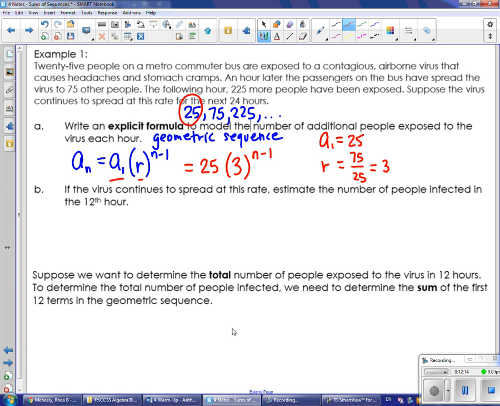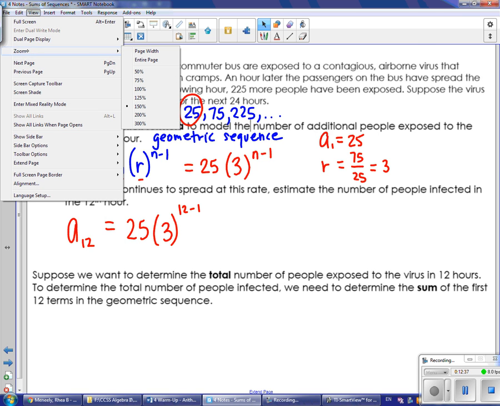And then it asks, if the virus continues to spread at this rate, estimate the number of people affected in the 12th hour. So if I'm looking for the 12th hour, I'm looking for the 12th term in the sequence. And so if I do that, I'm just going to take my 25 times 3, but I'm replacing the n this time with the 12. And again, we can do this on the calculator. Let me actually make this a little bit smaller.